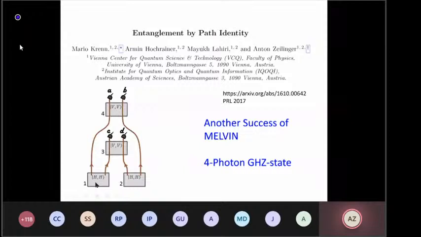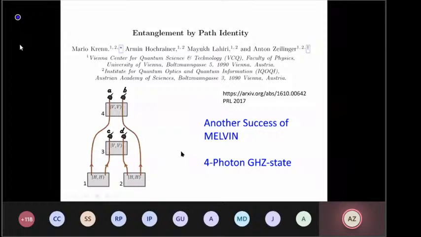Now if you detect the photon here, you don't know whether it was R or H. When you detect the photon here, you also don't know whether it was R or H. But when you detect the four-fold coincidence here, then you know that this is a four-fold GHZ state, because it's not possible for it to get there otherwise.